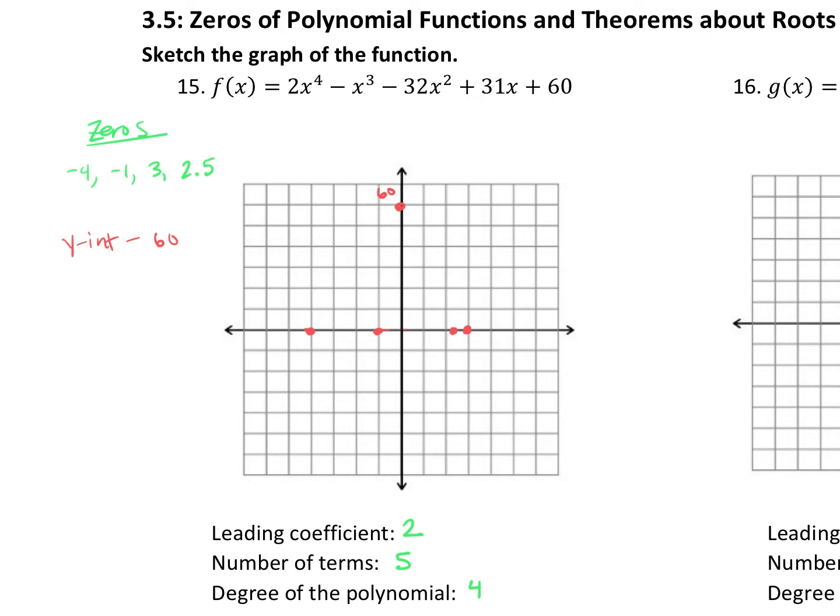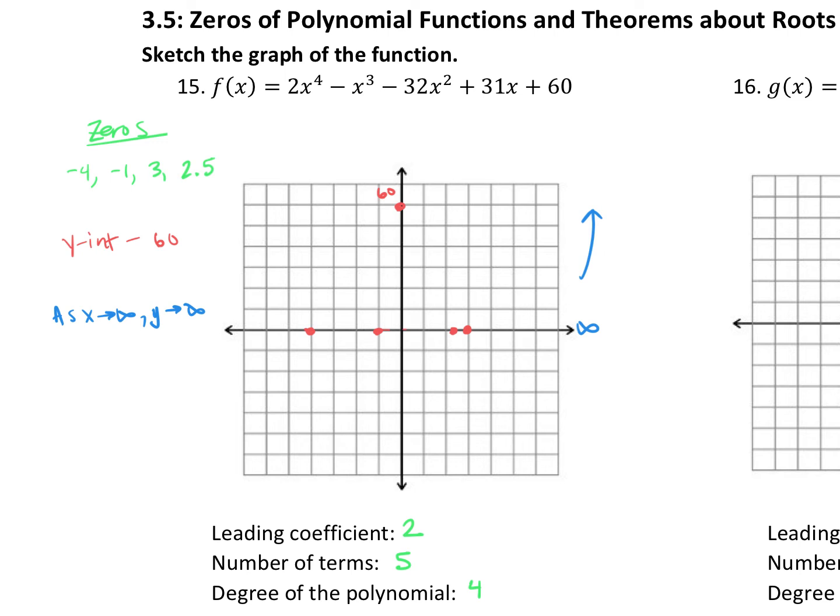And then end behavior. Let's get the end behavior of our graph going. As x approaches positive infinity, so that's the right side of your graph, what is your graph doing? The leading coefficient tells you what's happening on the right side. Leading coefficient is a +2, so our graph is going to go up on the right. So y is approaching positive infinity.